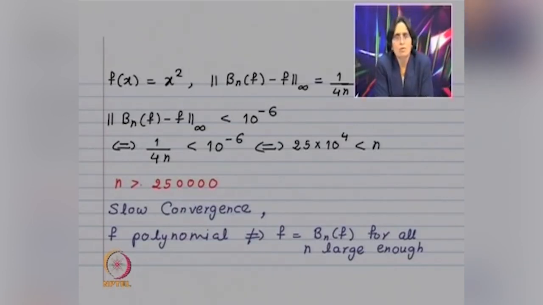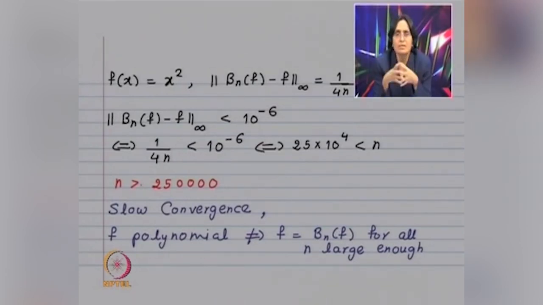Our function f is so simple, it is f(x) equal to x square, and then I want the polynomial approximation and I want the error to be less than 10 raised to minus 6. So, it is really a modest requirement, and then I need to choose n to be such a ridiculously high number. As such, when I am looking at the function f(x) equal to x square, the polynomial approximation is just itself, as it is a polynomial.